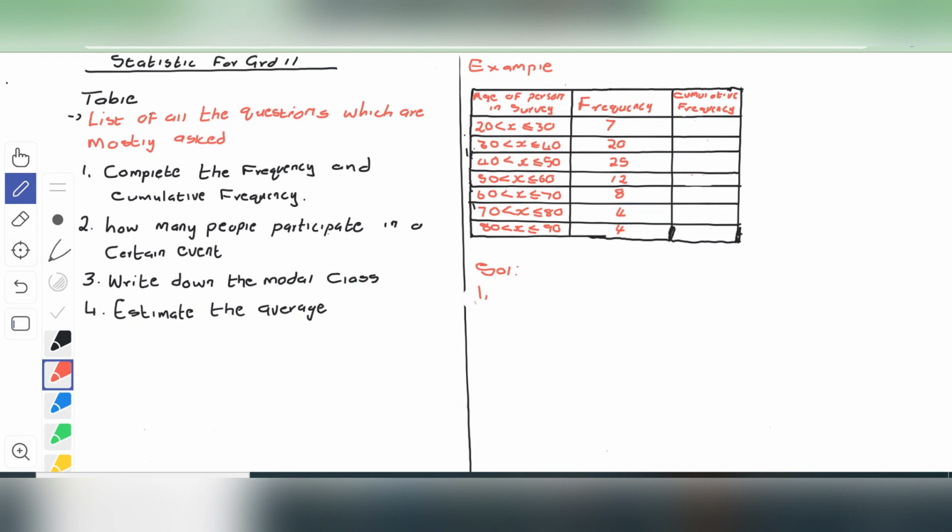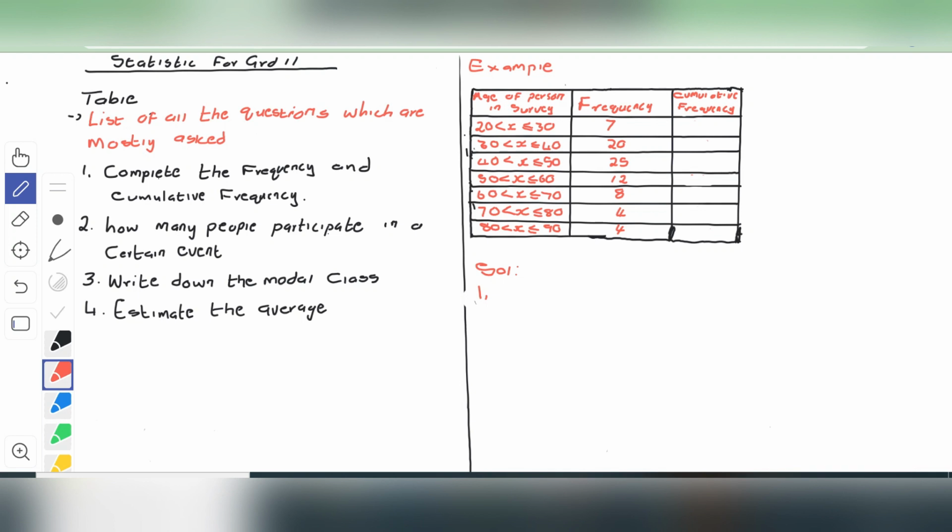So the first question, the examiner can ask the question like this. As you are given the frequency now, obviously you cannot say complete the frequency. So the examiner will say complete the cumulative frequency table. So how do we complete the cumulative frequency table? This is how we complete it.